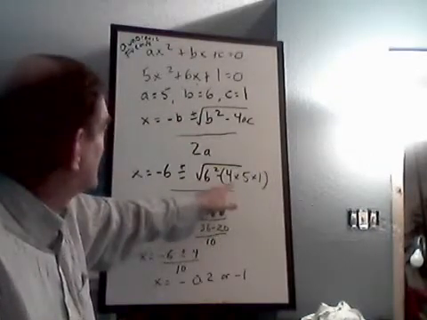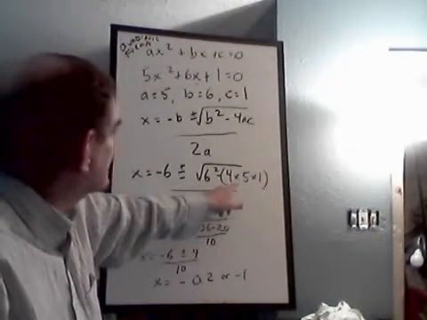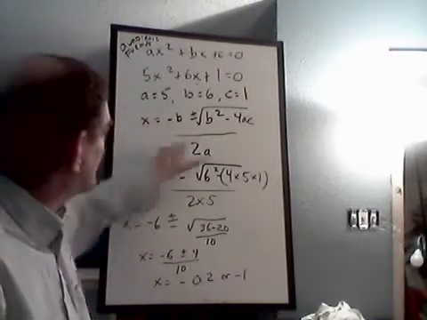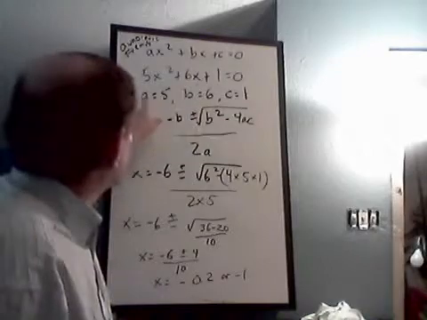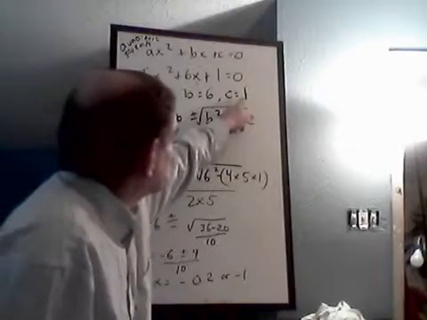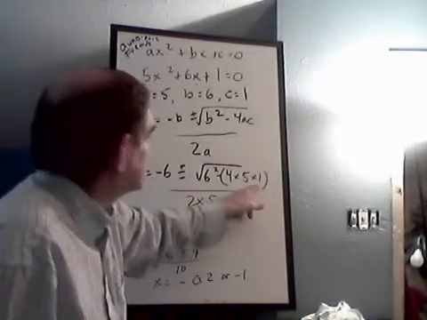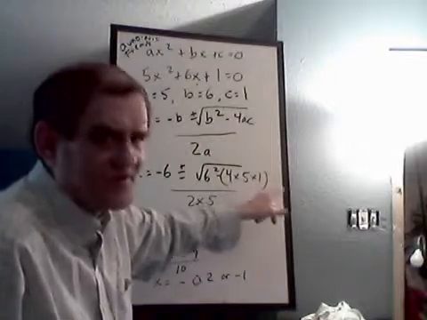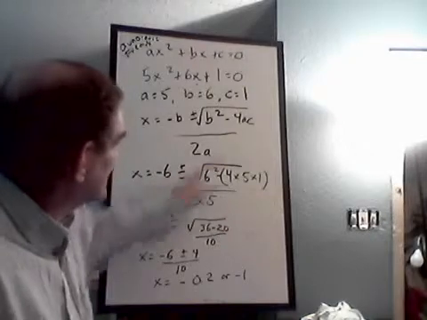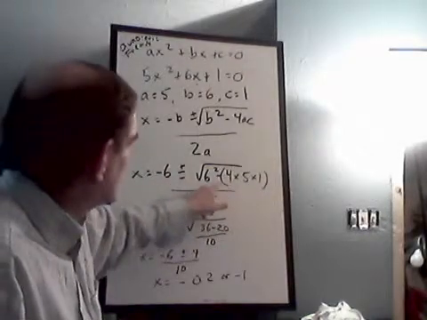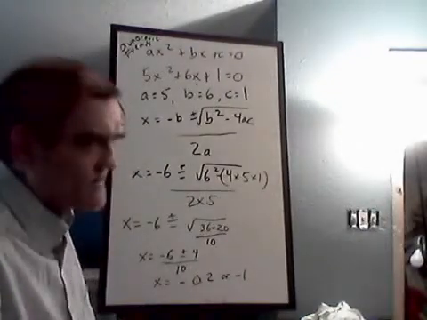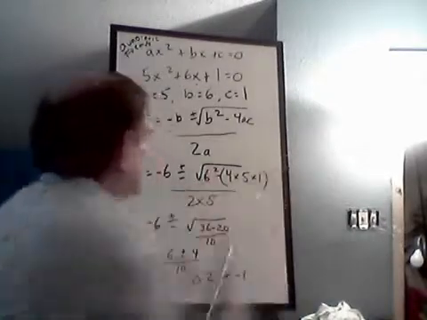And then you have, what is this? 4 times what? 5. Where did I get the 5? I got the 5 up here where a is. Remember, 4 times ac. a is right there. That's 5. And this is c right here. What's c? c is 1, times 1. Okay? I know you're following me, you just don't want to admit it. Anyway, so you've got negative 6 plus or minus the square root of 6 squared minus 4 times 5 times 1. I put them in parentheses to keep it all simplified.